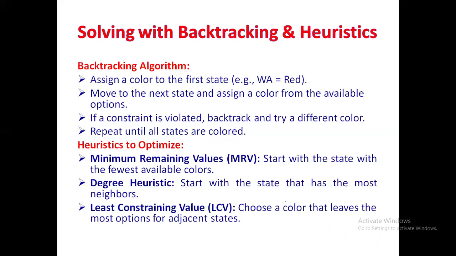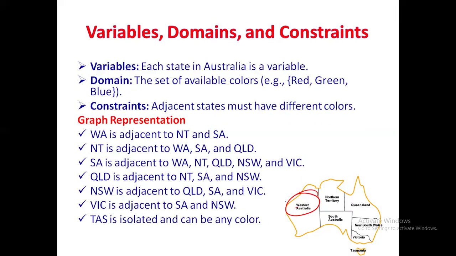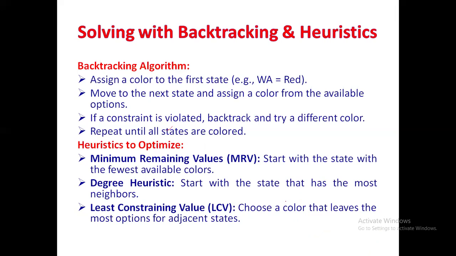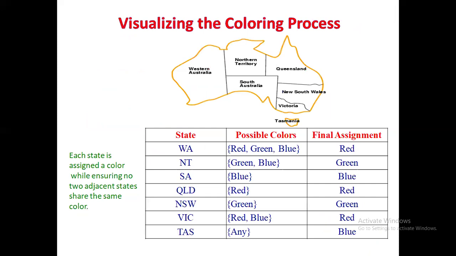Next, visualizing the process. This is how we do it in backtracking. MRV, minimum remaining values, starts with the state with the fewest available colors. The degree heuristic starts with the state that has the most neighbors. And LCV represents what? Choose a color that leaves the most options for the adjacent states. Next, we come to visualizing the coloring process.